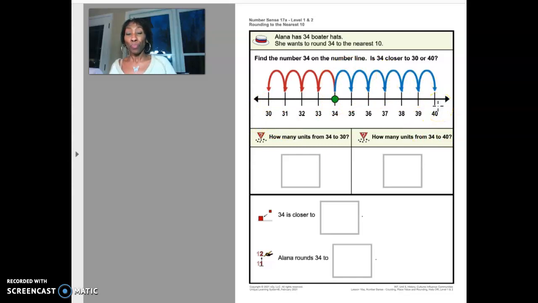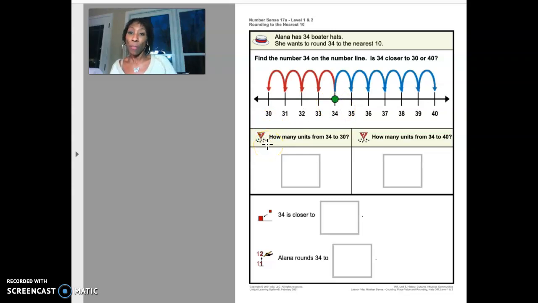And if the number is, say, going down, you only have 4 units going down and you have 10 units going up, well, guess what? The number with the least amount of units is going to be the closest. And that's where you're going to round to that number.